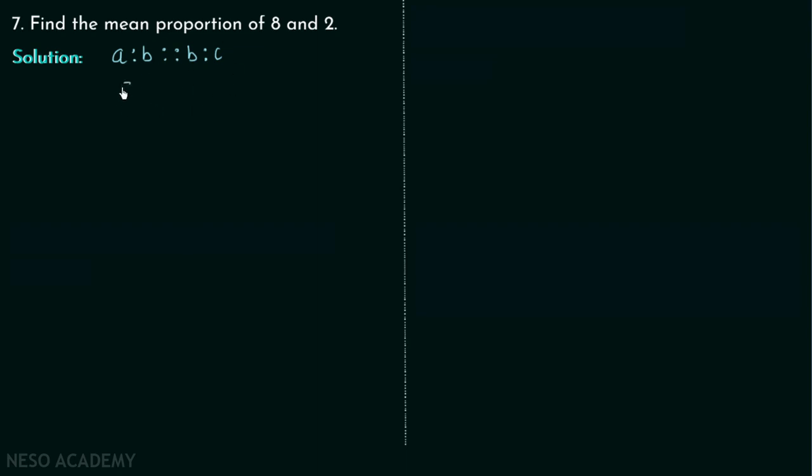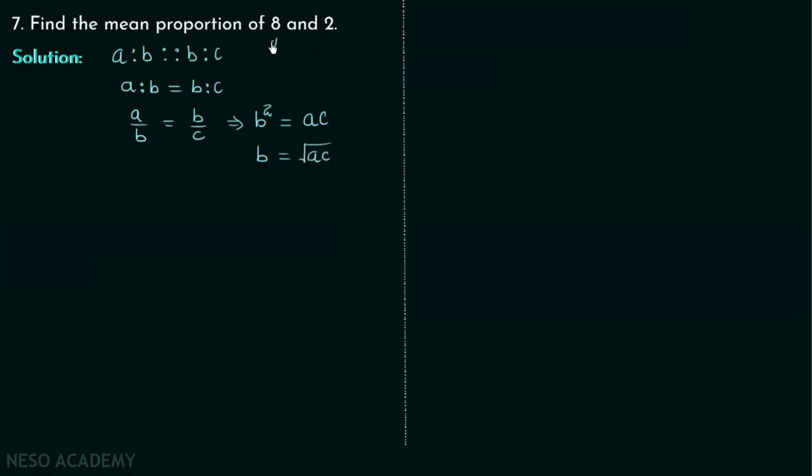So from here we will have A ratio B equal to B ratio C, or we can write A over B equal to B over C. After cross multiplication, this will be equal to B squared equal to A multiplied by C. So B is equal to the square root of A multiplied by C.